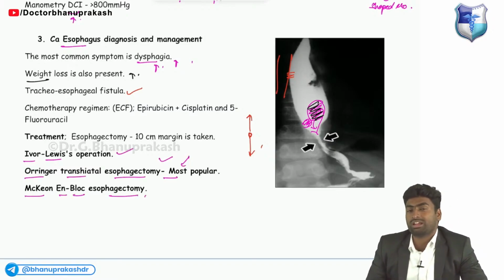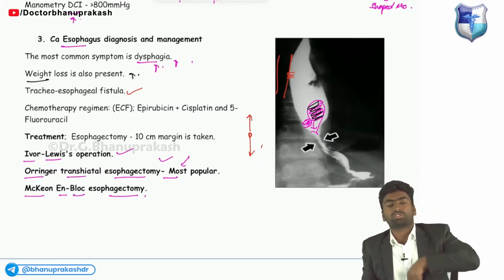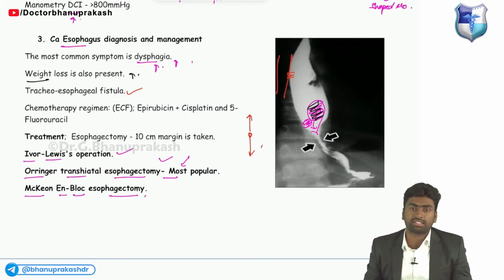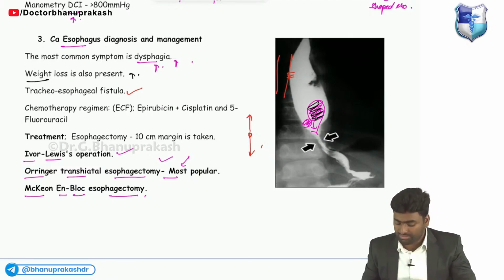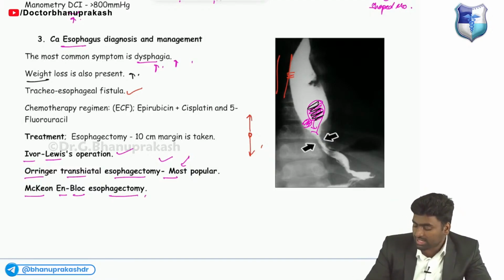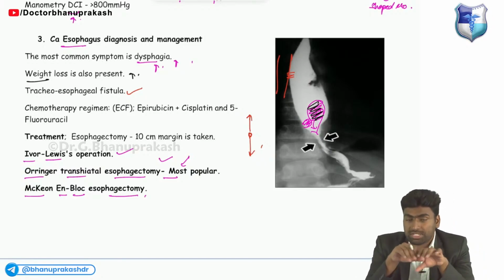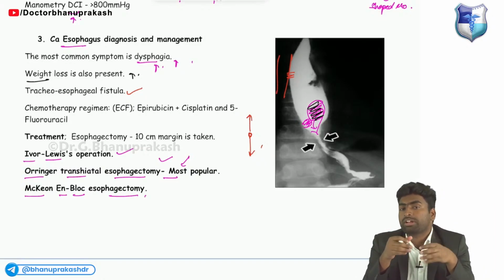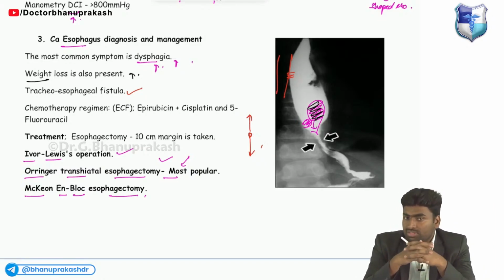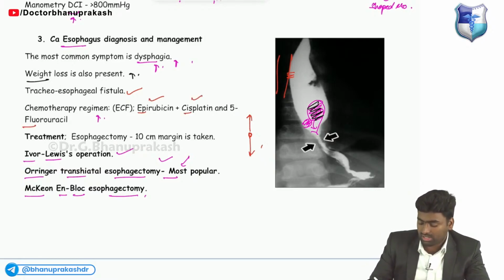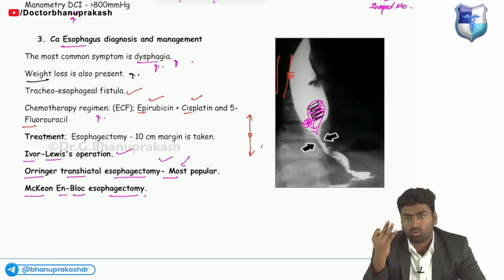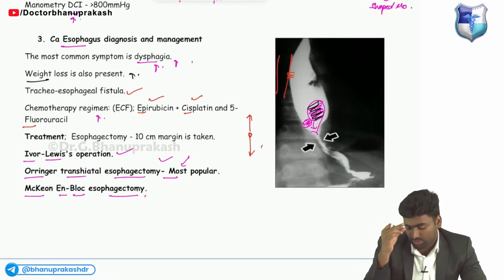All of these procedures are done to remove the esophagus, and after this we'll pull up the stomach as a conduit, or take the small intestine as a conduit, and form an alignment with the oral cavity or the cricopharynx. Fine. In a few cases with tracheoesophageal fistula and in advanced stages, we'll place stents to give relief from dysphagia. Next, we can use chemotherapy regimens including epirubicin, cisplatin and 5-fluorouracil.